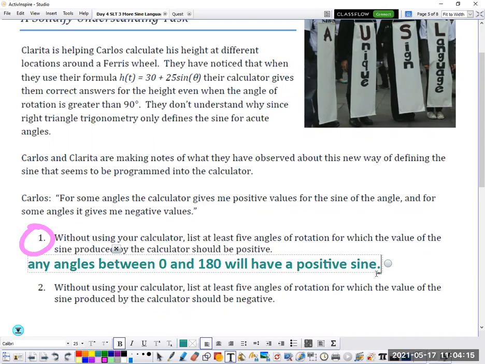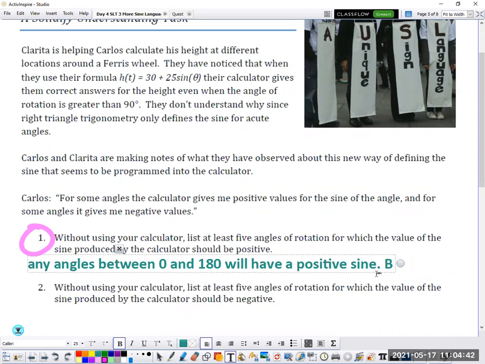Hey, Jesse, what's the definition of sine using X, Y, and R? Y over R. Y over R. And Grace, can you please read what you just typed to me? Because it was fantastic. I said because the y is positive and the radius is always positive.